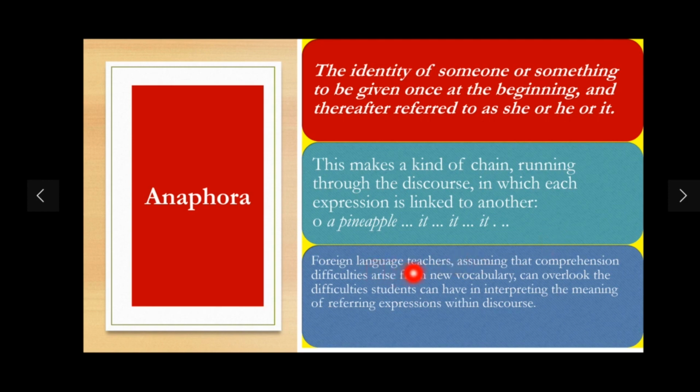Foreign language teachers assume that comprehension difficulty arises from new vocabulary. Therefore, they will use referring expressions and then interpret those referring expressions to the students. They can overlook the difficulty students can have in interpreting the meaning of referring expressions within discourse. So the meaning of these referring expressions is interpreted by the teachers who are teaching English as a foreign language, or who are teaching any language as a foreign language.